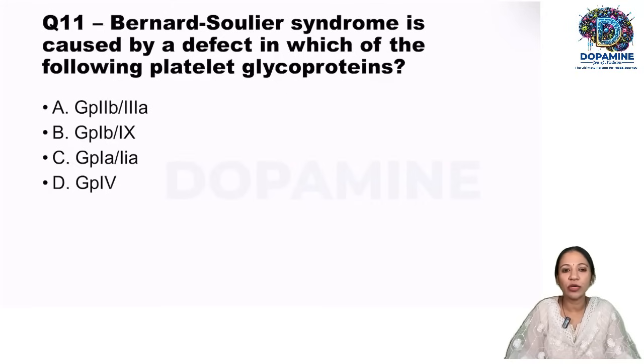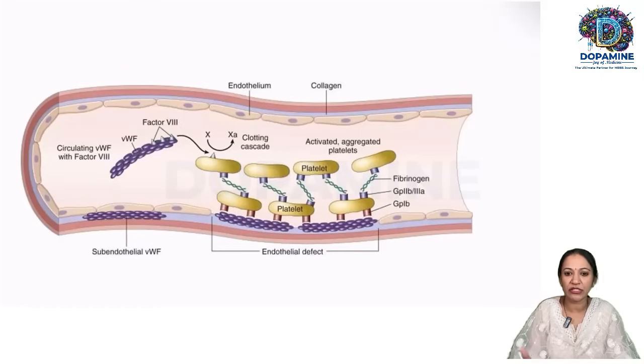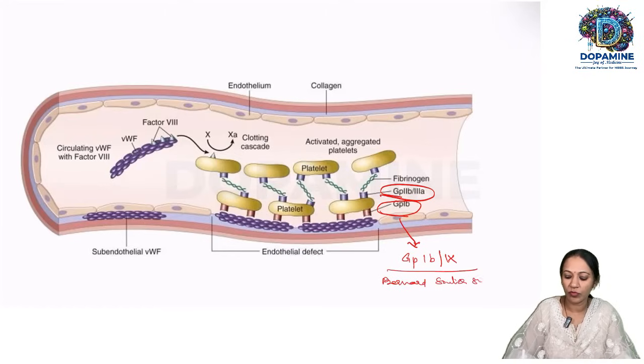Next question. Bernard-Soulier syndrome is caused by the defect in which of the following platelet glycoproteins? As we have already discussed, you see this familiar picture which we have just discussed. There are two receptors in the platelets. One is GP1B/9 and the second is GP2B/3A. So a mutation in GP1B/9 will cause Bernard-Soulier syndrome, whereas a mutation in this particular receptor will cause Glanzmann's thrombasthenia. So these two are the platelet functional disorders.